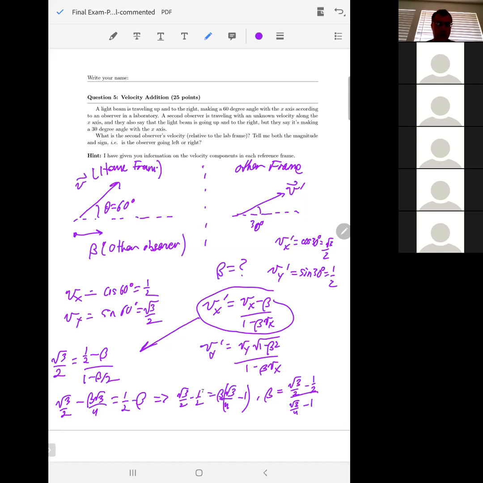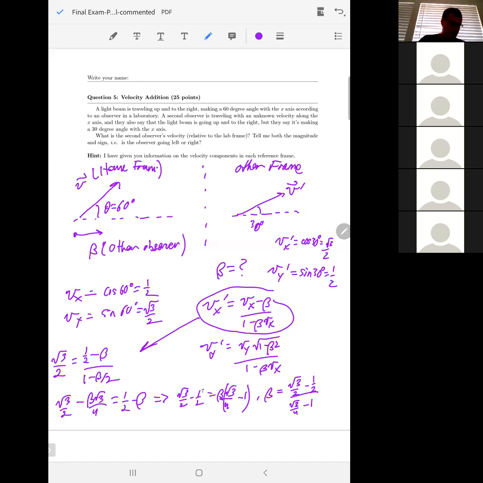I feel like I did something wrong there. So let me pull up my solutions from last semester. No, looks like I did that correct. Yeah, I think the only thing that I did wrong here is that I assumed when I wrote this down that the other observer was moving to the right.